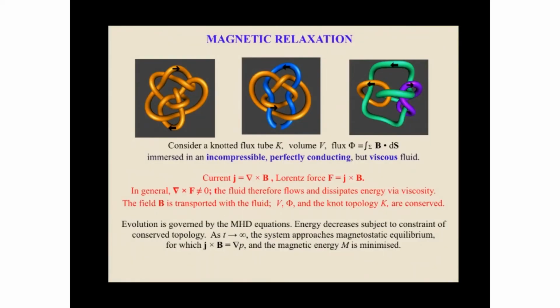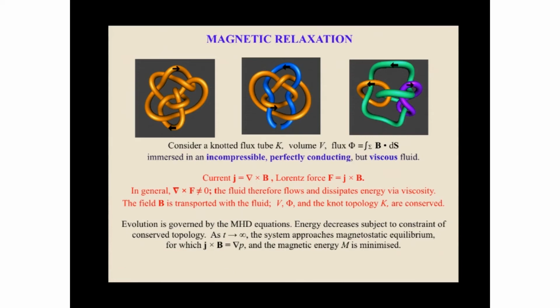Well, then I come back to the 3-dimensional situation, and just to resume and repeat in a way what I've already said. If you have a knotted tube, it's the flux integrated across the tube which is prescribed. It's immersed in incompressible, perfectly conducting but viscous fluid. The current is this, and the Lorentz force, F, is this. And in general, the curl of that Lorentz force is 0, and that's why the fluid flows and dissipates energy via viscosity. The field is transported. V, phi, and the knot topology, K, are conserved in this process.